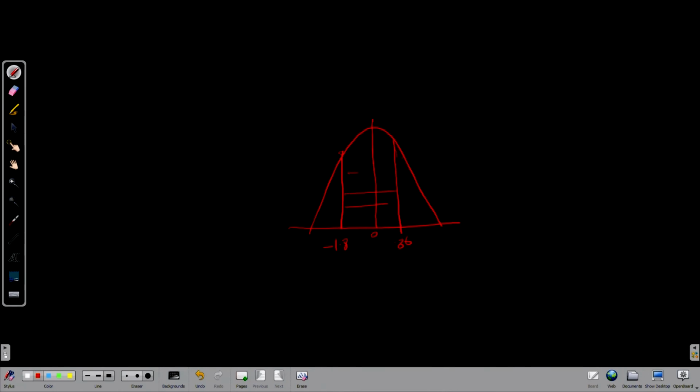So, I need this area. Okay, I need to find out this area. That means, what is it asking? I need to find out the probability that my random variable will lie in this range, 1.86 to 0.86.